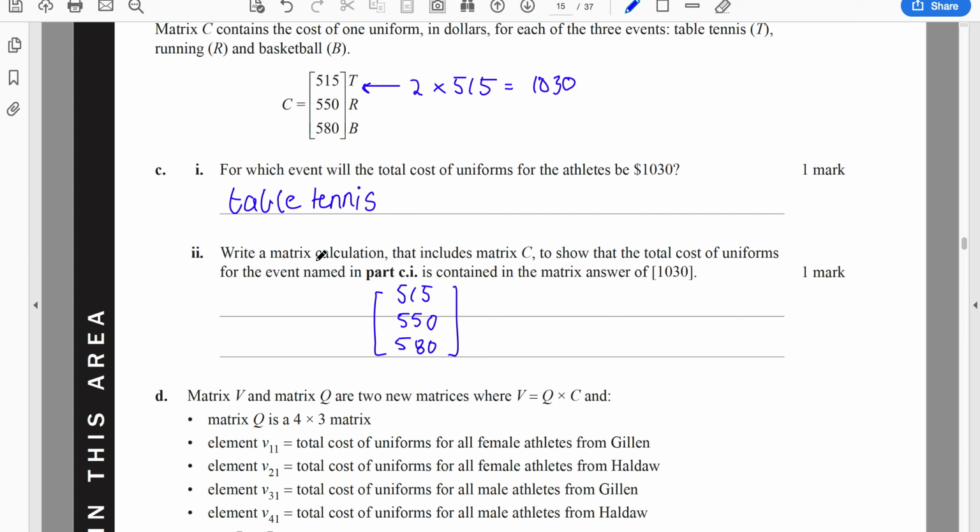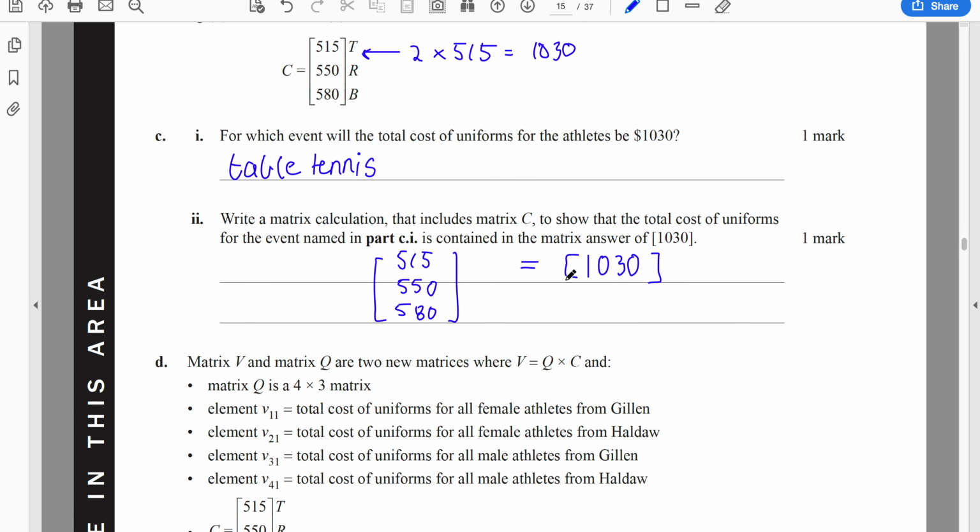And then it also says to show the total cost that you've done here for table tennis is contained in the answer of 1,030. So we want some sort of calculation here that's going to give us this answer, 1,030. As you can see, for this to happen, I can't use matrix addition or scalar multiplication because this matrix C is not the same order as this matrix, a 1 by 1. So it highlights to me I need to use multiplication.